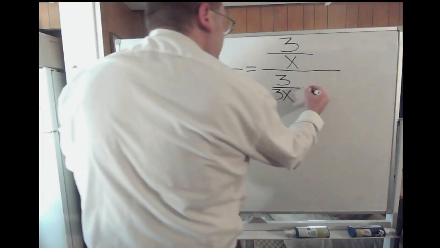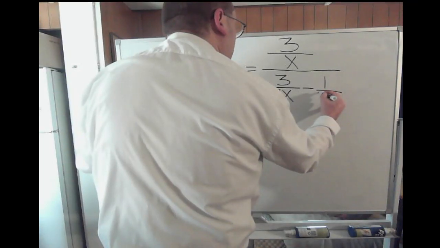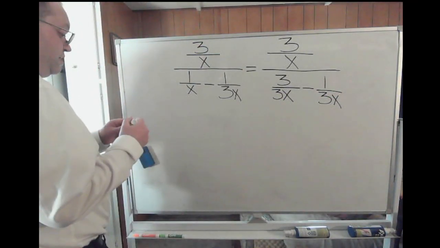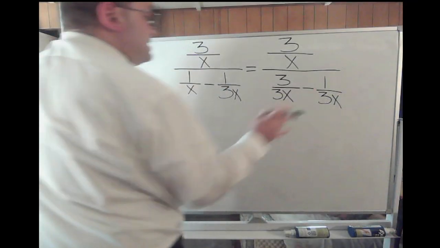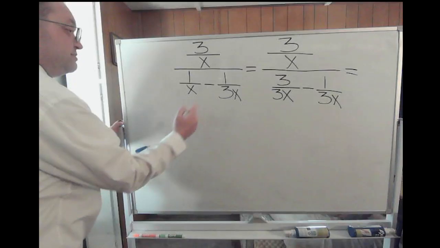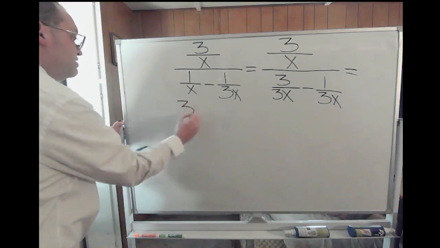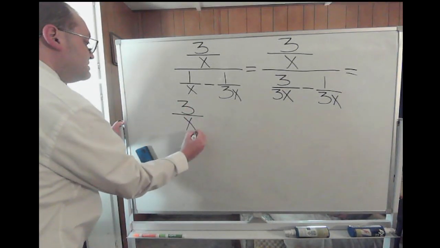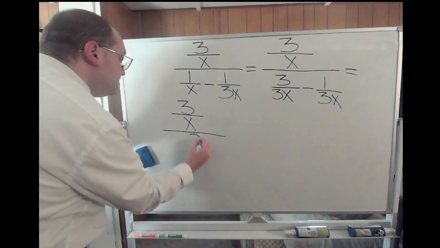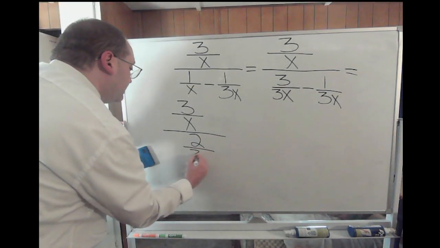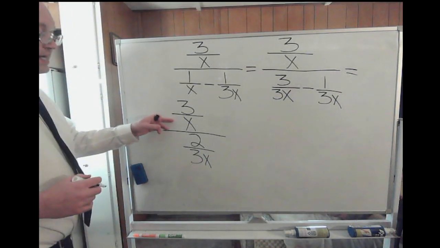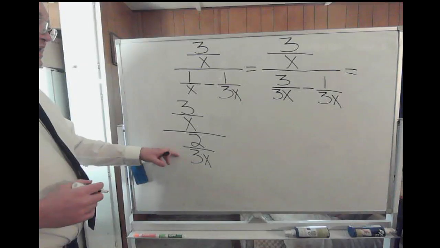And then you have 1 over 3x, which already has the least common denominator. So now we have the least common denominator. We can go ahead here and perform the subtraction in the denominator. You'll still have 3 all over x, all over 3 minus 1, that's going to be 2 over 3x. So what this reduces to is 3 over x all over 2 over 3x.